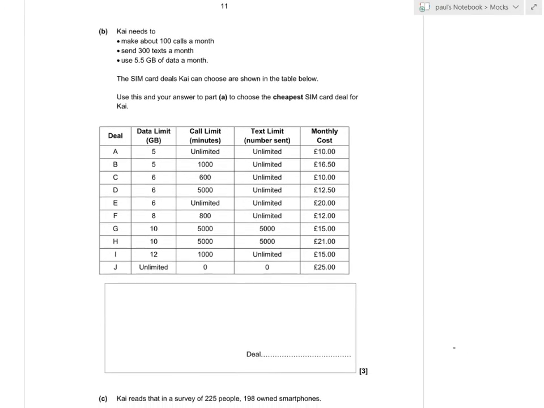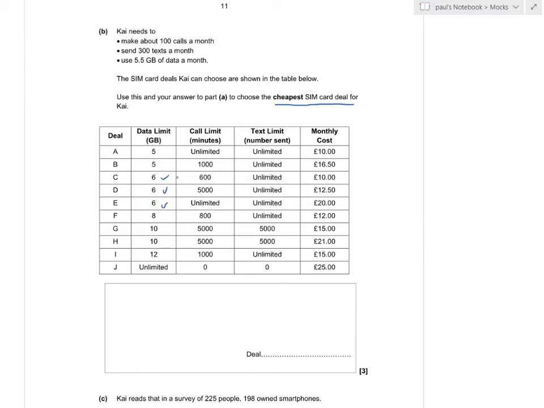Right, Kai needs to make about 100 calls a month. Oh, it's all about phones, isn't it? Send 300 texts a month and use 5.5 gigs. So what we've got to do is choose the cheapest SIM card deal for Kai. So we want to use about 5.5 gigs. It's looking like those are the gig limits, yeah?